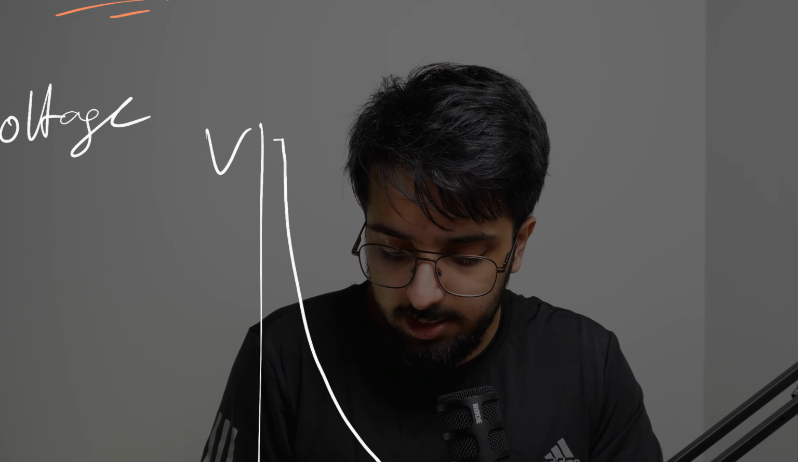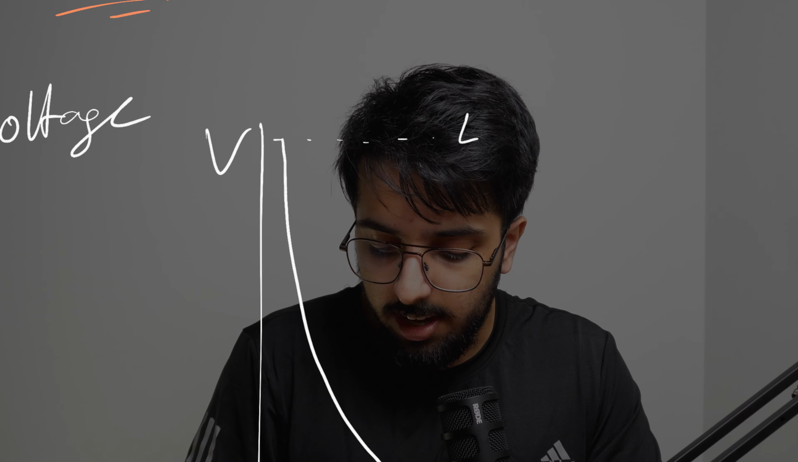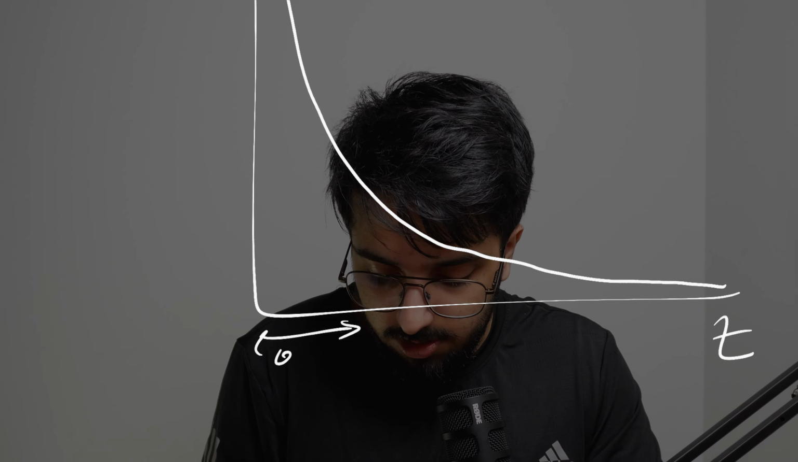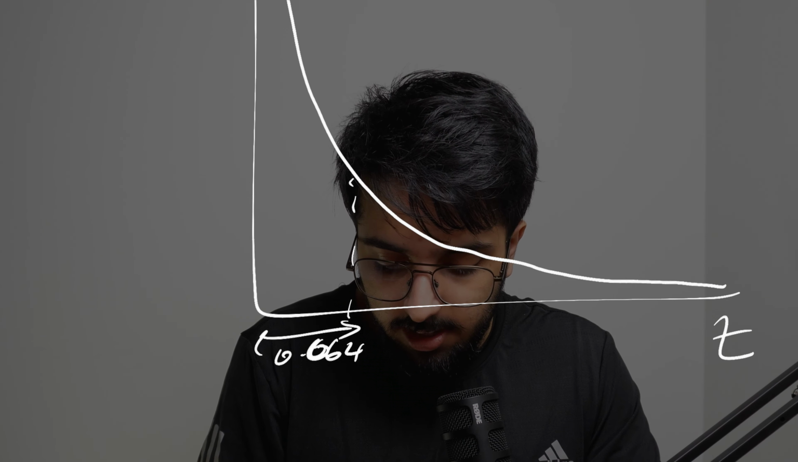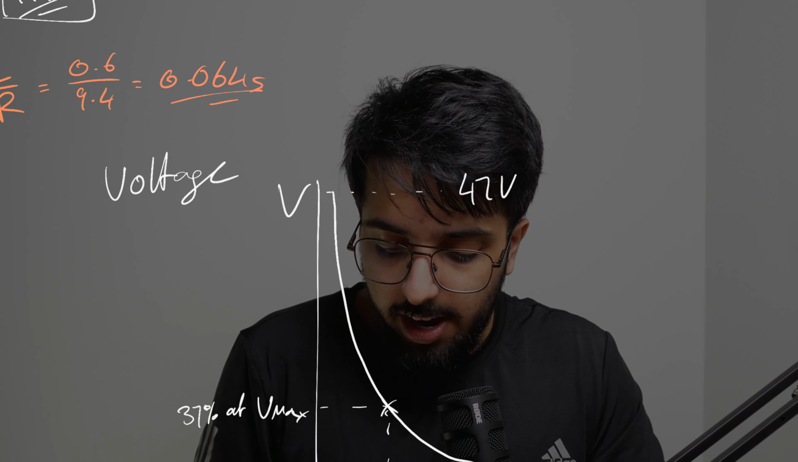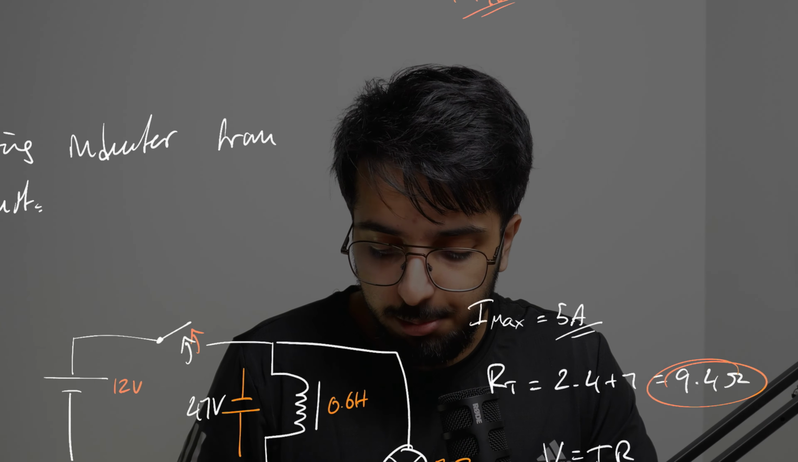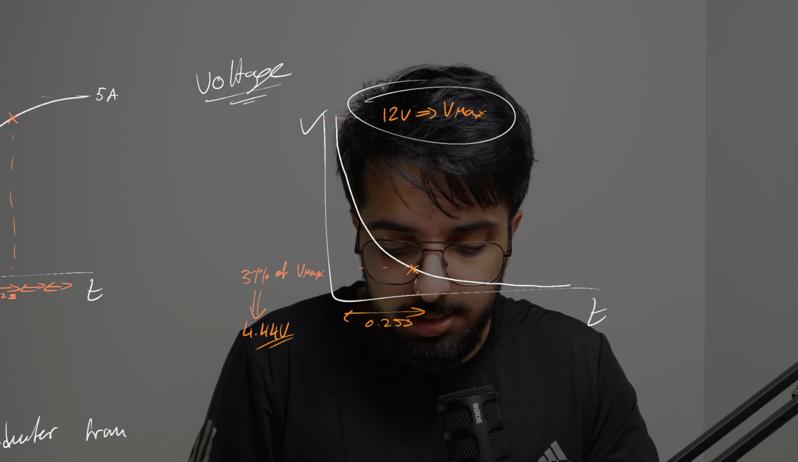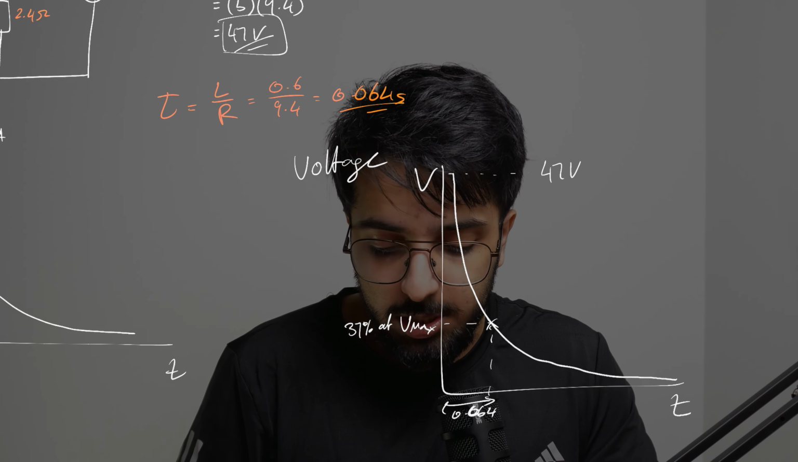However, remember, Vmax in this case is not the voltage of the supply. It is, in this case, 47 volts, okay? And once more, we have our time constant of 0.064 seconds. And this is the time it takes to go to 37% of Vmax, okay? So as I stated previously, our Vmax in this case is much larger than our supply, okay? Remember, in the previous case, our Vmax was limited to whatever the supply was, 12 volts, okay? But in this case, it's much, much larger.